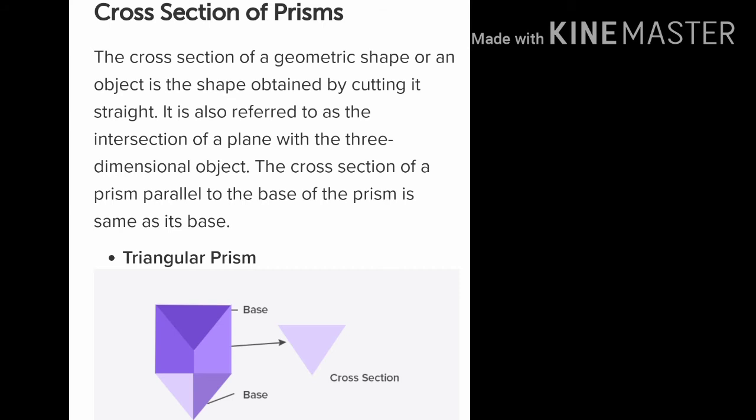Okay. What is the cross section of a prism? The cross section of a geometric shape or an object is the shape obtained by cutting it straight. For example, when you are cutting a cake, you are getting a circular face. It is also referred to as the intersection of a plane with a 3D object. The cross section of a prism parallel to the base of the prism is the same as its base. You can see from the figure that both the bases are parallel to each other and they are triangle in shape, right?